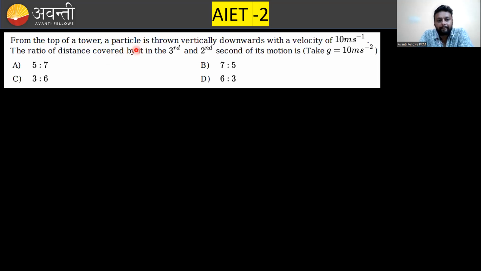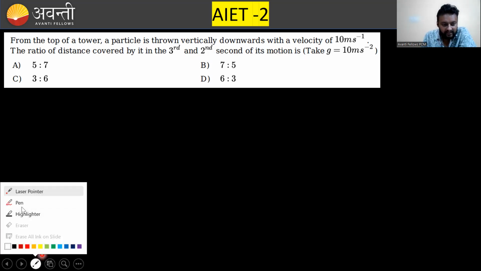From the top of a tower, a particle is thrown vertically downward with velocity 10 meter per second. So the particle is thrown downward with velocity 10 meter per second. The ratio of distance covered by it in the third and second second of its motion. So they are not talking about in 3 seconds or in 2 seconds. They are talking about the third second and the second second. It's quite a simple question if you can notice.